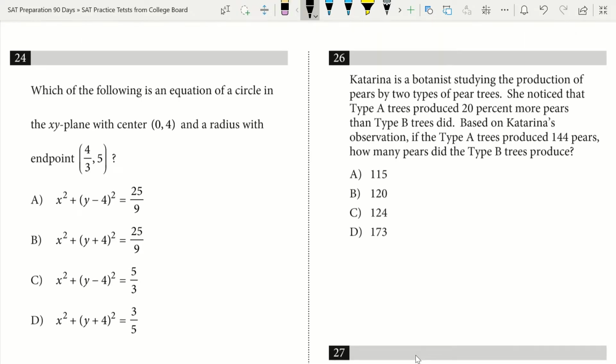All right, so with that, let's go ahead and get started with question 24. Which of the following is an equation of a circle in the xy plane with center (0, 4) and a radius with endpoint (4/3, 5)?